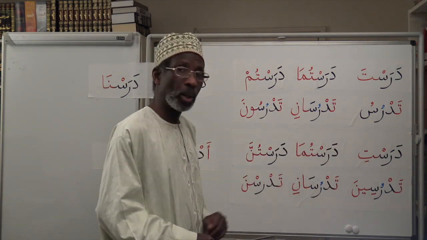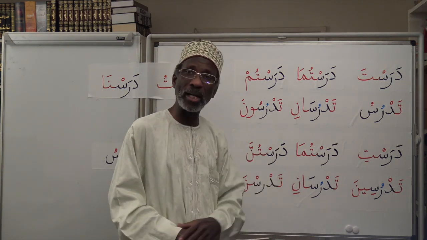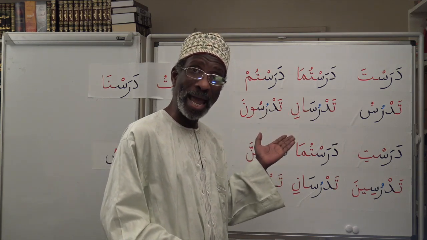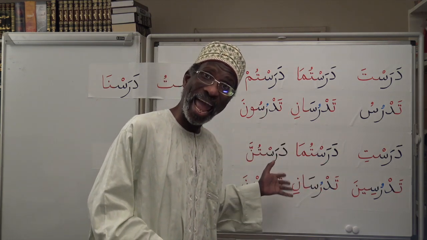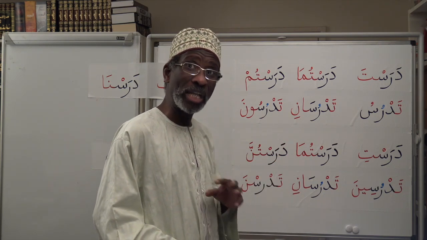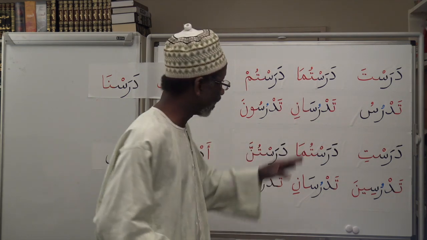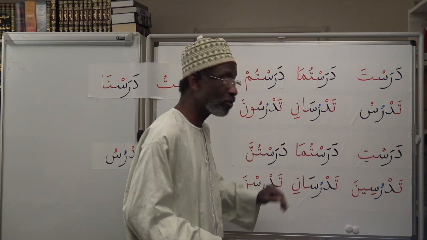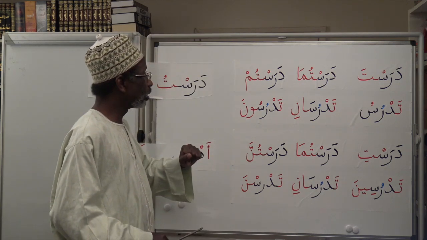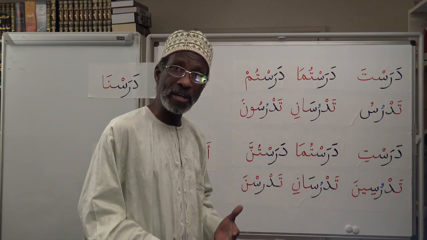Now, the dual, past tense: darastuma, for female as well, is the same. Remember, in the past, I told you about the ta tuma tum ending and ti tuma tunna ending for past tense. We've explained that already when we were on page 10. So tedrusani, the ani ending, and it's identical for male and female dual. Tedrusani, tedrusani. Plural, in the past tense, darastum and darastunna for female plural.